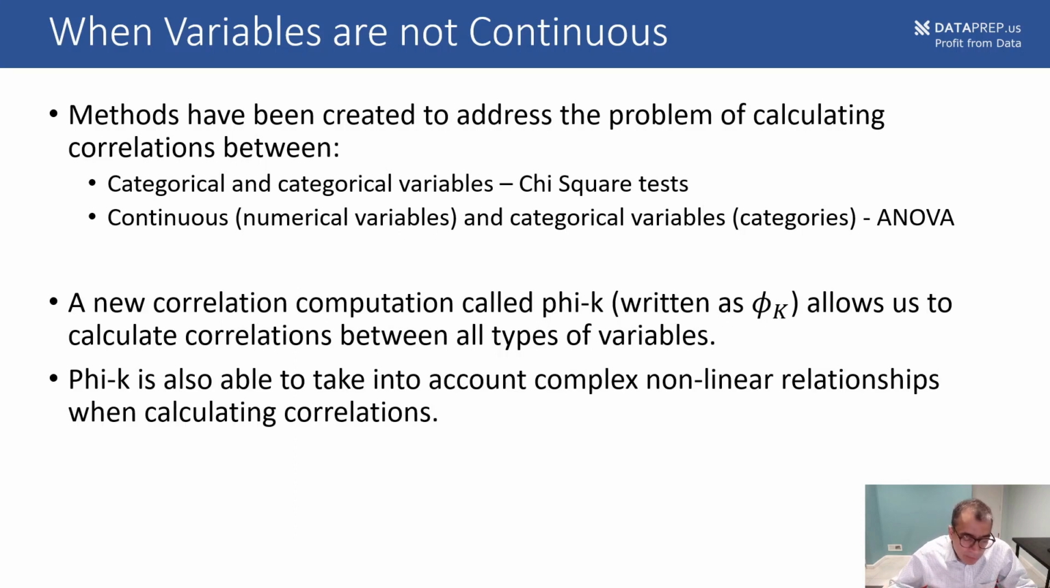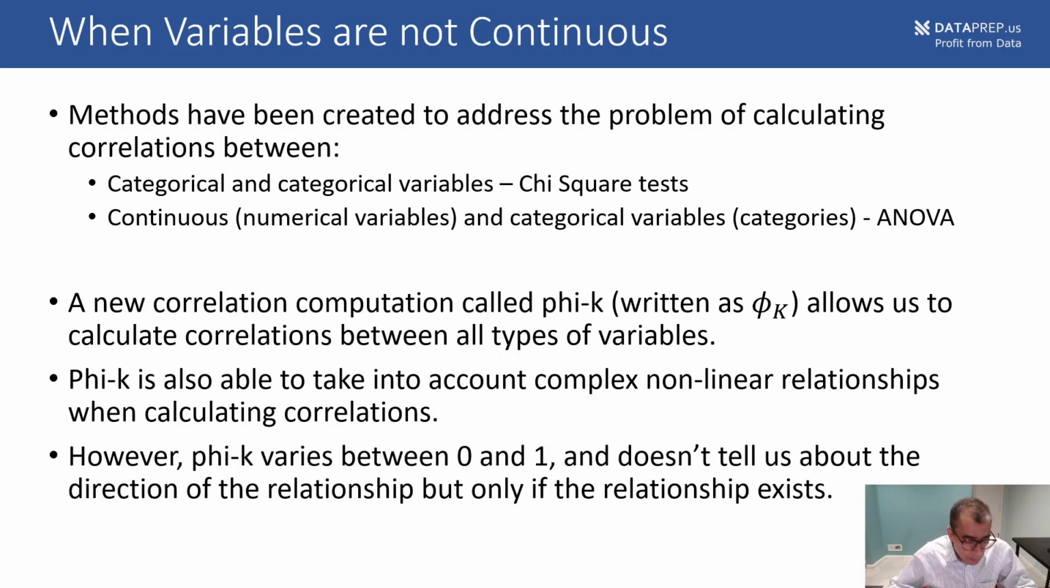One good thing about phi-k is that it can also take into account complex nonlinear relationships. Just like we saw Pearson's correlation coefficient failing for a nonlinear relationship, that does not happen with phi-k. One challenge though is phi-k varies between 0 and 1, not between -1 and +1. So while it tells us about the strength of the relationship, it doesn't tell us anything about the direction of the relationship. That is something we will have to interpret ourselves.